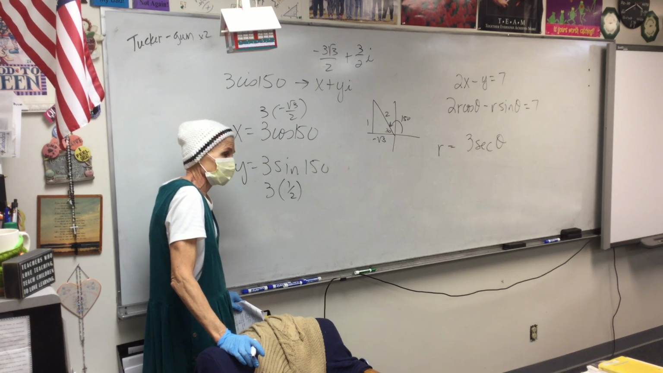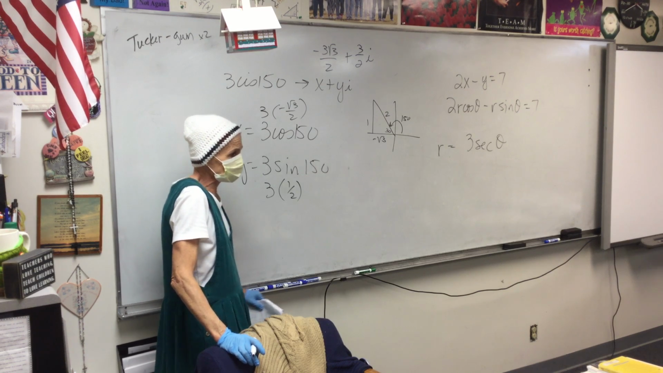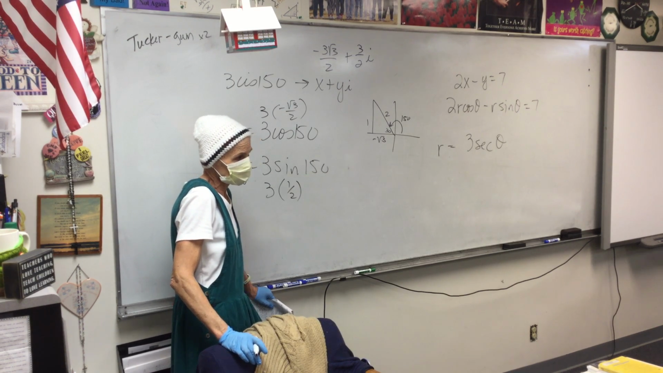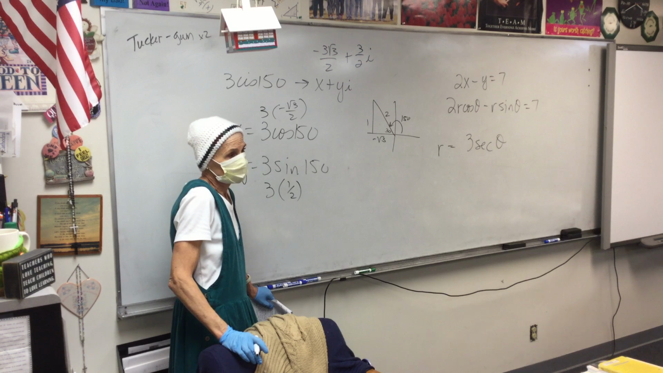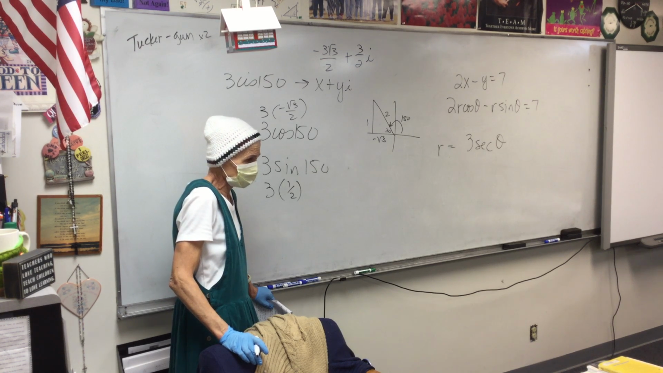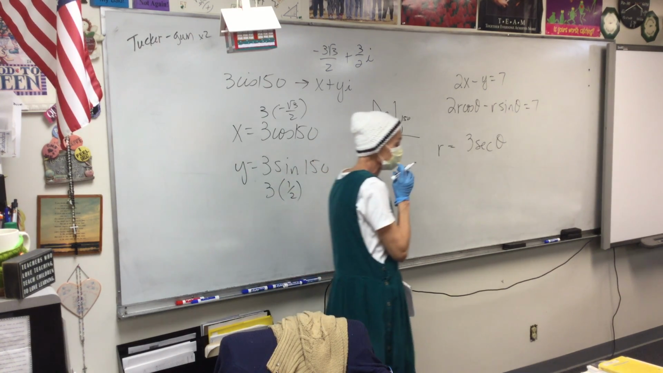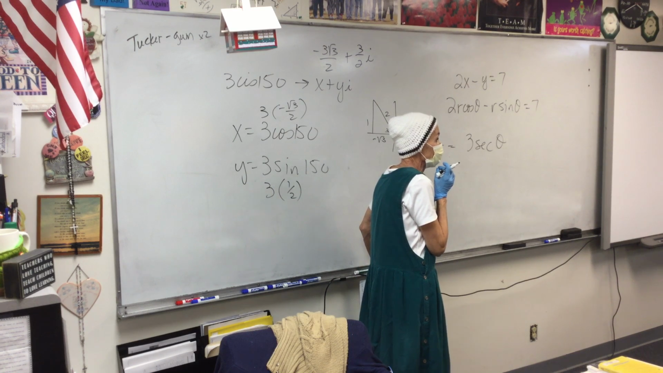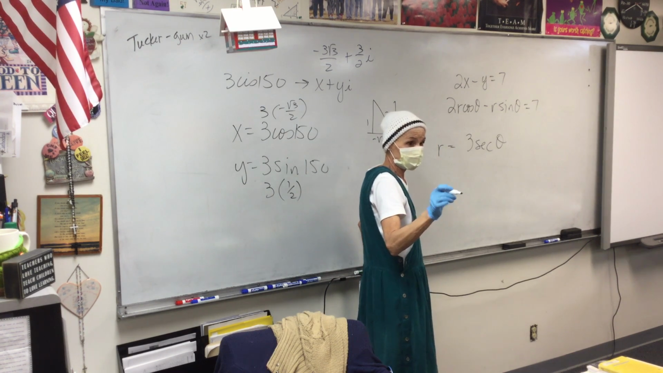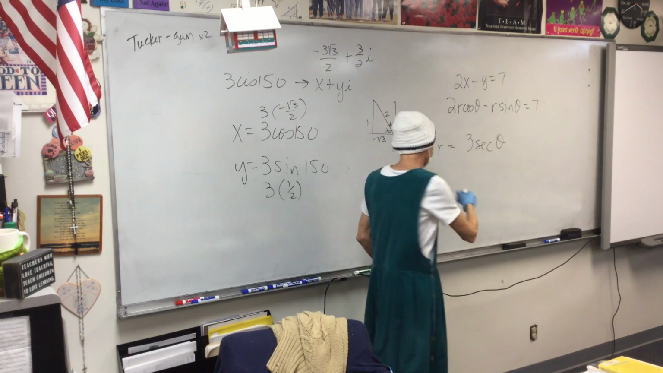These are a little harder. What is secant theta by definition? What's the definition of secant? R over what? Well, it's a reciprocal of cosine. What's the definition of cosine? X over R. So what would secant be? R over X. R over X.